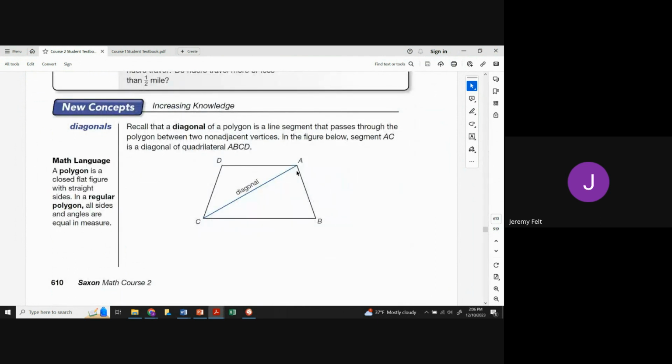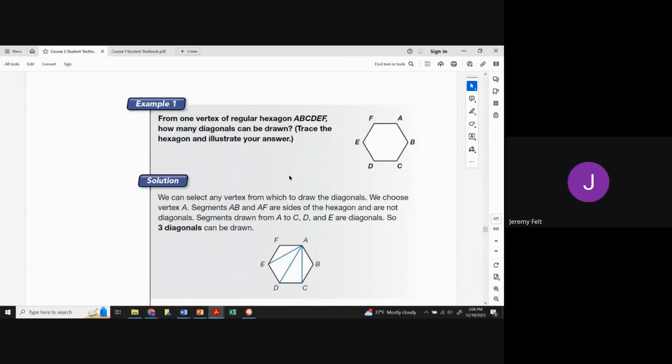Depending on how many sides we have, that's going to affect how many diagonals we have. If we're looking at this hexagon, we'll count 1, 2, 3, 4, 5, 6 sides. Trace the hexagon and illustrate how many diagonals we can have. Let's start wherever we want, at A. We can go from A to C, from A to D, from A to E. A to F is adjacent, we already have a side. A to B, same thing, that's already one of our sides. So we have 3 diagonals from A.